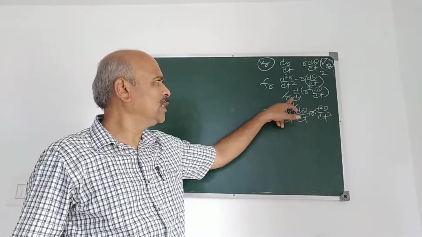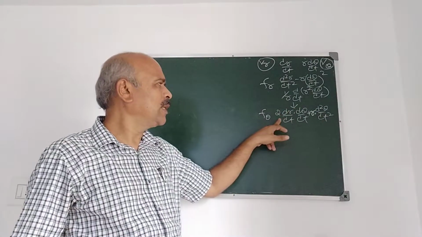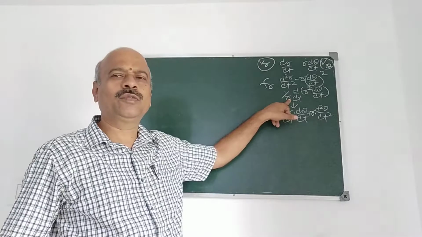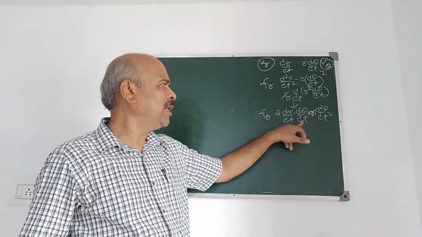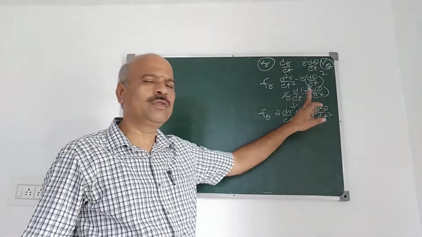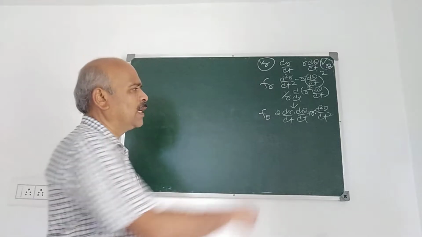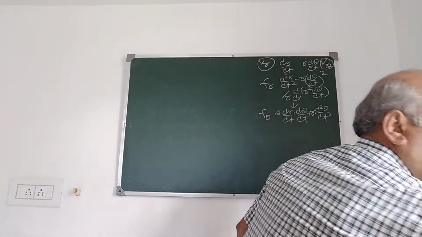What is transverse acceleration? 1 upon r d by dt of r square d theta by dt. Or sometimes we may use it in this form only. We have simplified this form to get this formula. But what is the formula? 2 dr by dt d theta by dt plus r into d2 theta by dt square. This is transverse acceleration. Now see what is the problem.